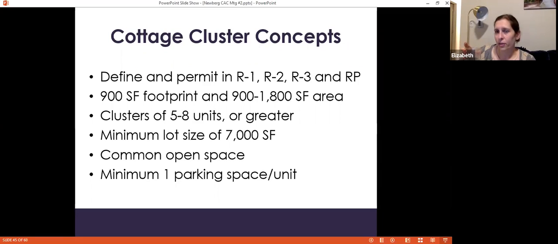Yes, I believe that's the requirement right now. But as we get into these middle housing types, that's going to come down to 1 parking space per unit, with an option to reduce it further if the city is interested in that.